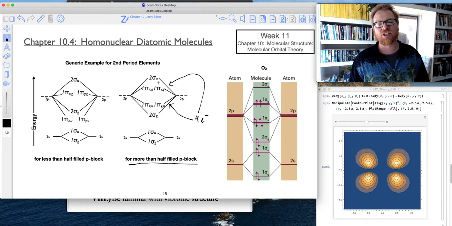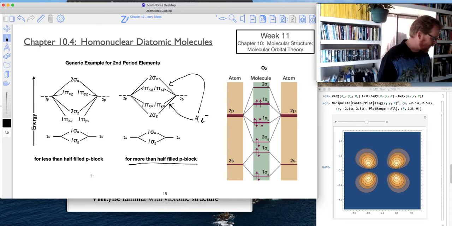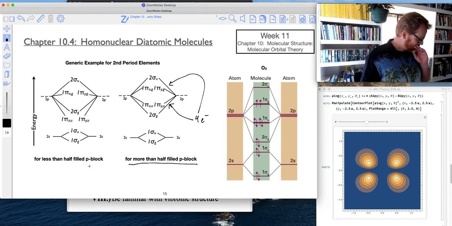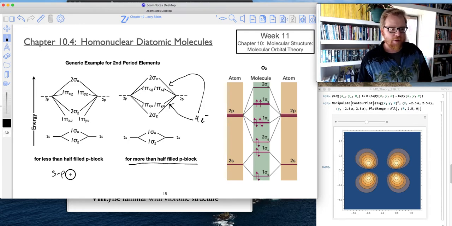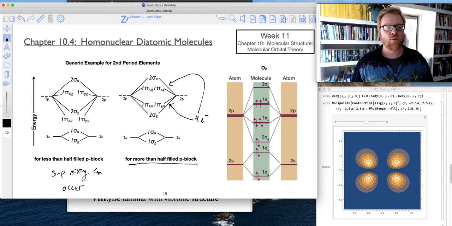And of course, the 1 pi xg and the 1 pi yg, remember the g's are the antibonds for pi. So now, as it turns out, for less than half filled, we can get S and P mixing. S, P mixing can occur here for less than half filled. And the result of that is it actually greatly reduces the energy of the pi bonds. I'm going to show you that in a moment.